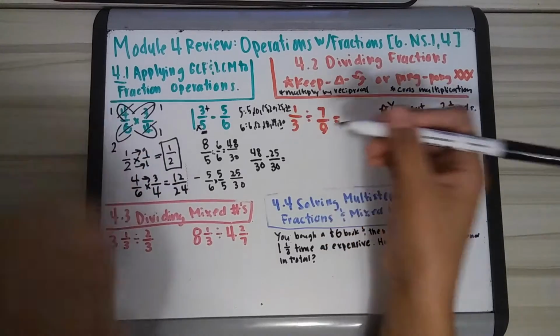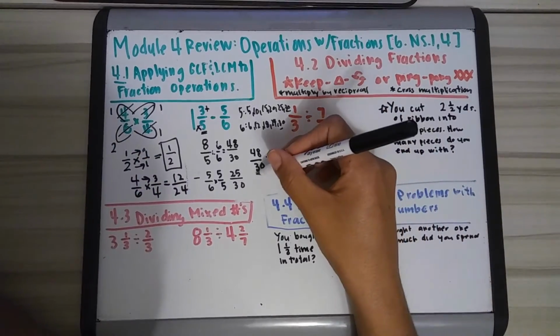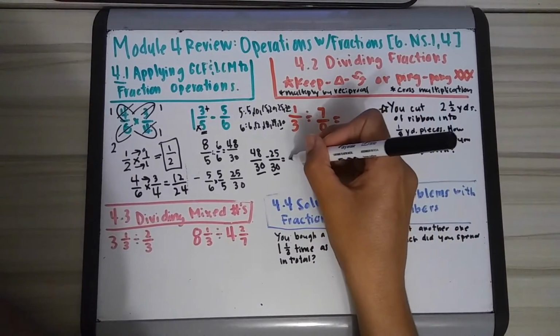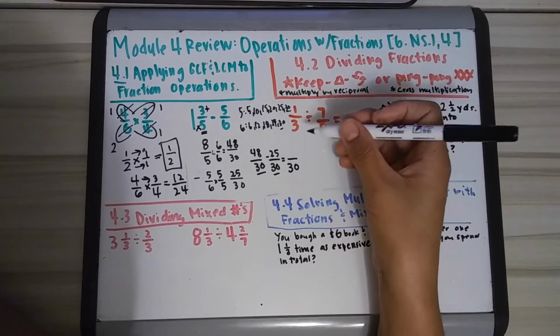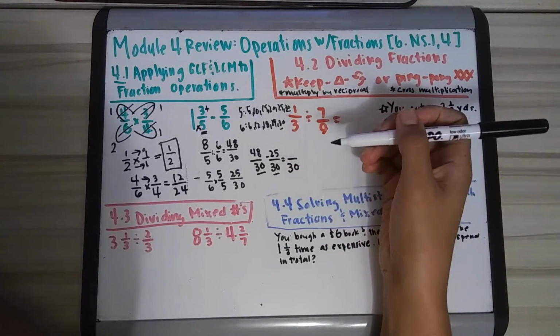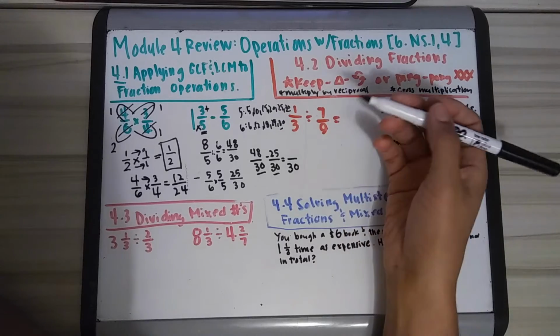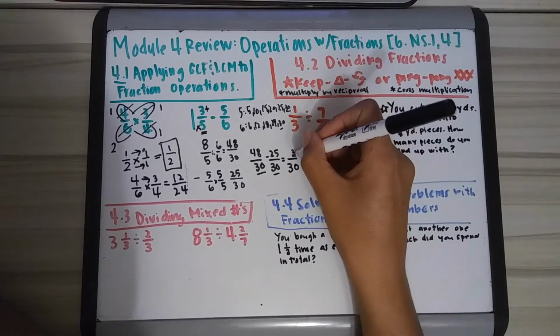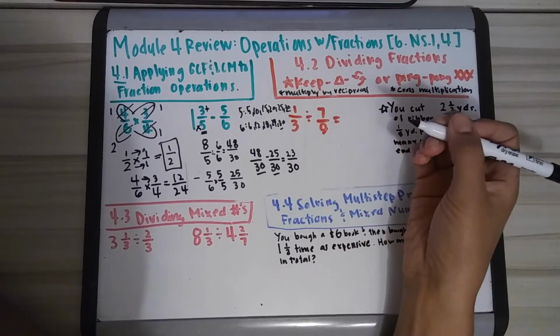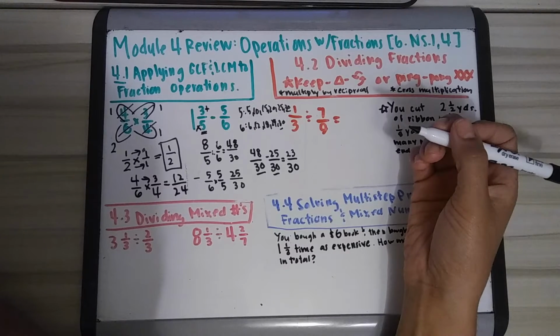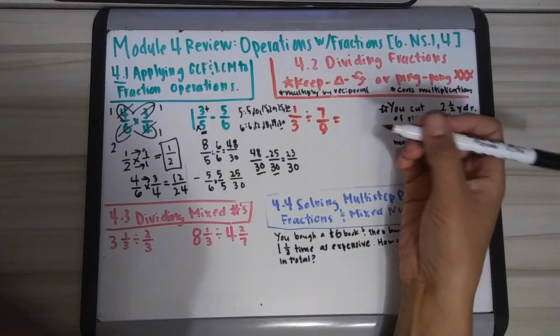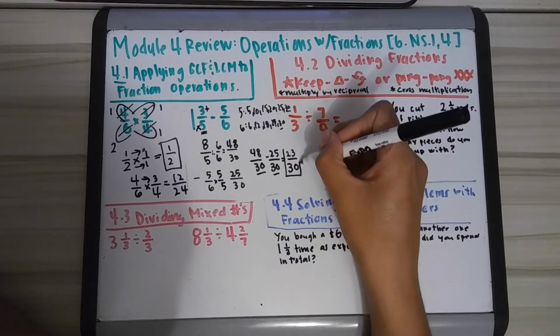Remember that when we subtract or add, that's why we have to have the same denominator. So I just keep the same denominator and I'm going to subtract my numerators, my tops. So then 48 minus 25 is 23. Okay, so that will be 23. And I cannot simplify because 23 is a prime number. So this will be my final answer.